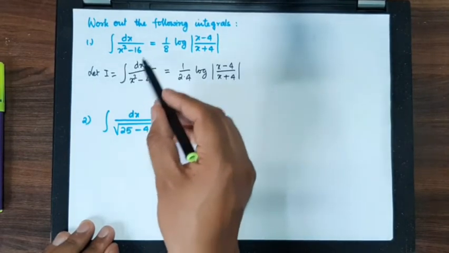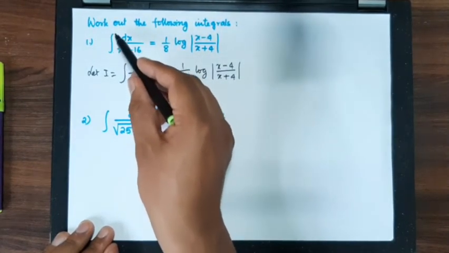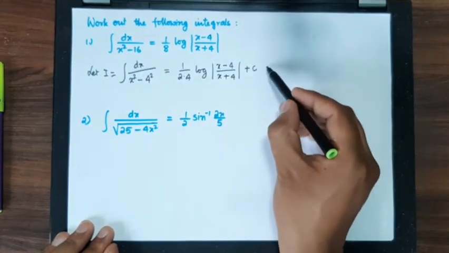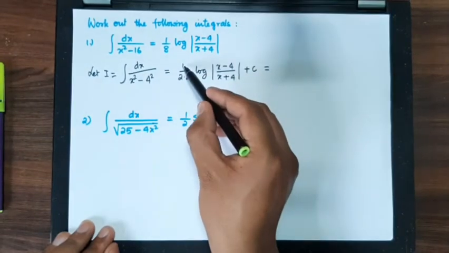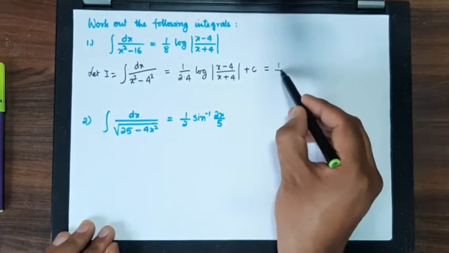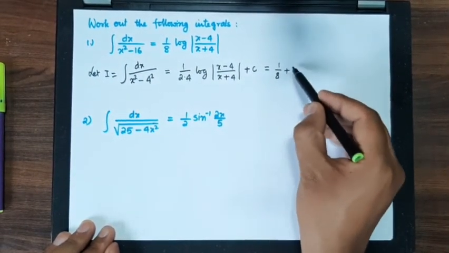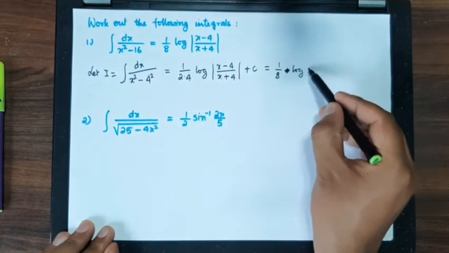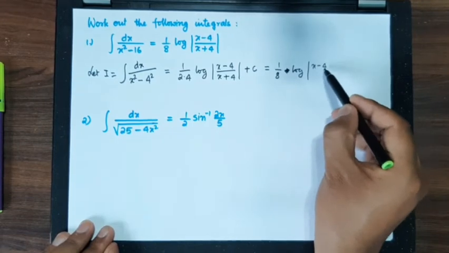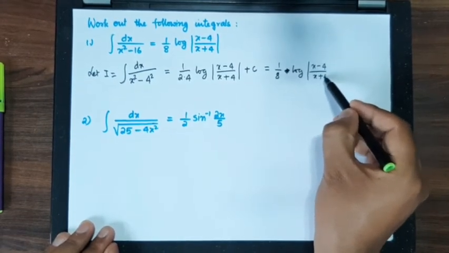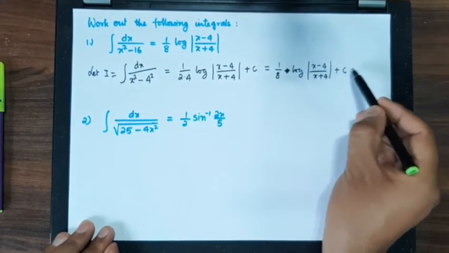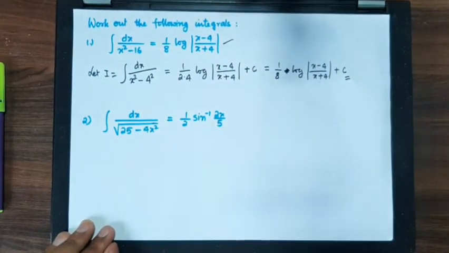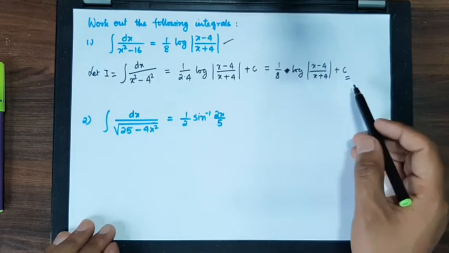Okay, so since this is an indefinite integral, we don't have limits given, so we have to put the constant of integration after the integration is done. So how much is this? This is 1 by 8 log of x minus 4 whole divided by x plus 4, with the constant of integration. So that's what we were supposed to verify here. Okay, so this was our first question.